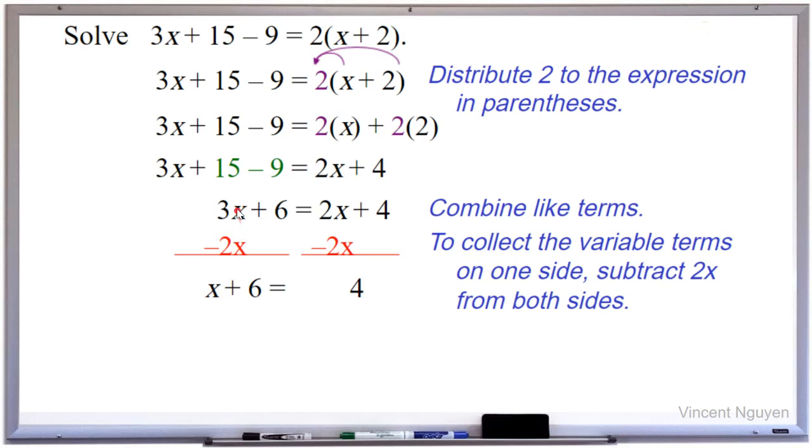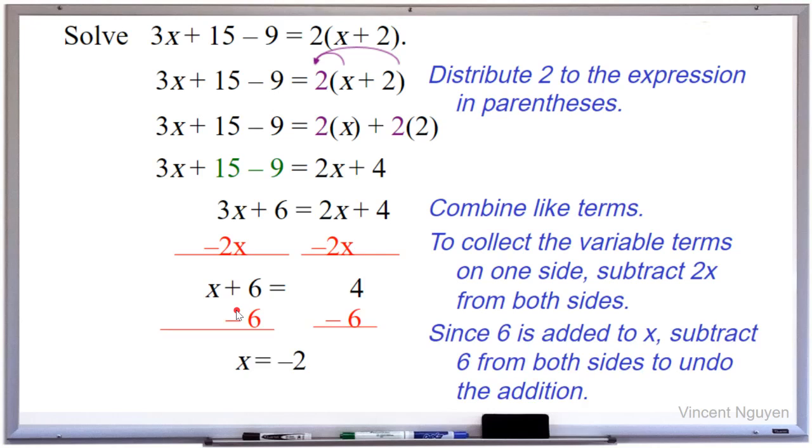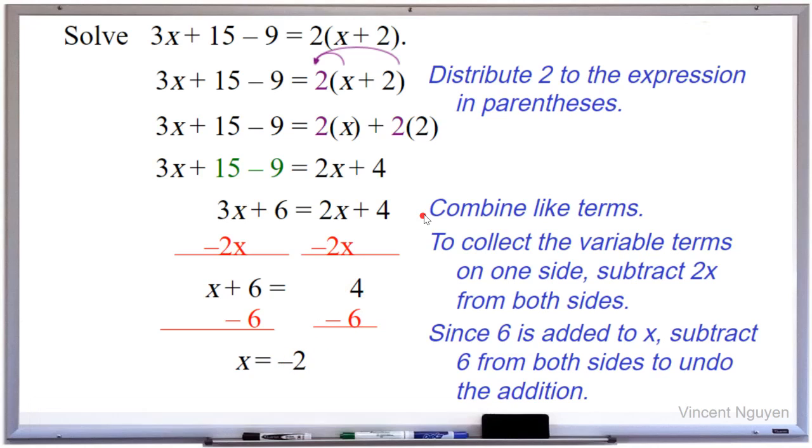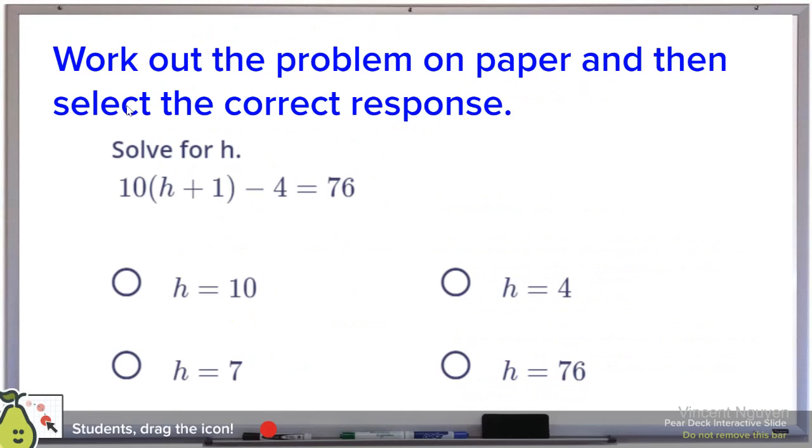So anyway, 3x take away 2x gives you 1x plus 6 equals 4. Now we're going to subtract 6 from both sides, and then we're going to end up with negative 2 when we simplify this equation. So the value for x is negative 2. All right, so the equations could get long. Just follow step by step. Distribute, combine like terms, move things around using inverse operations.